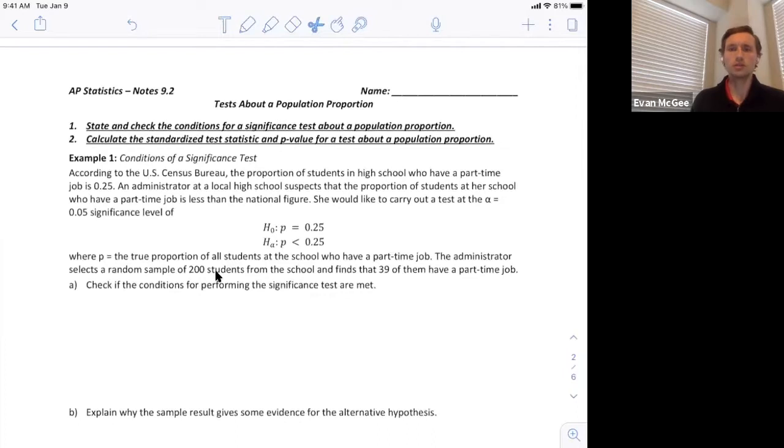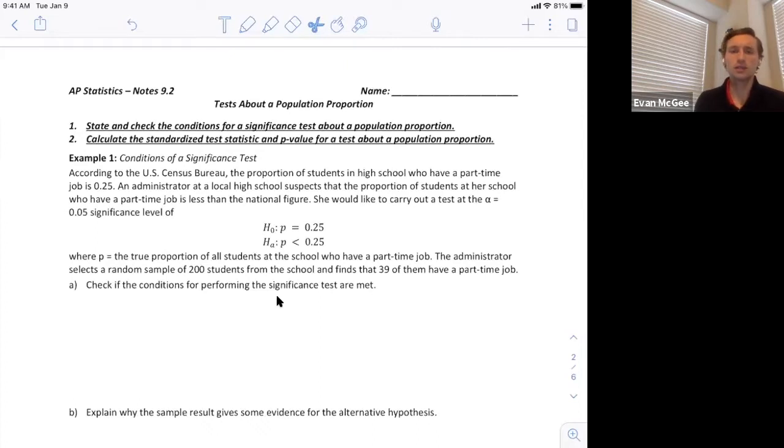According to the US Census Bureau, the proportion of students in high school who have part-time jobs is 0.25. An administrator at a local high school suspects that the proportion of students at her school who have part-time jobs is less than the national figure. She would like to carry out a test at the significance level of 0.05. So her null hypothesis is that it's equal to 25%. Remember, you assume it is true until you provide evidence that it's not. So the alternative is that she thinks it's less, and P is the true proportion of all students at the school who have part-time jobs.